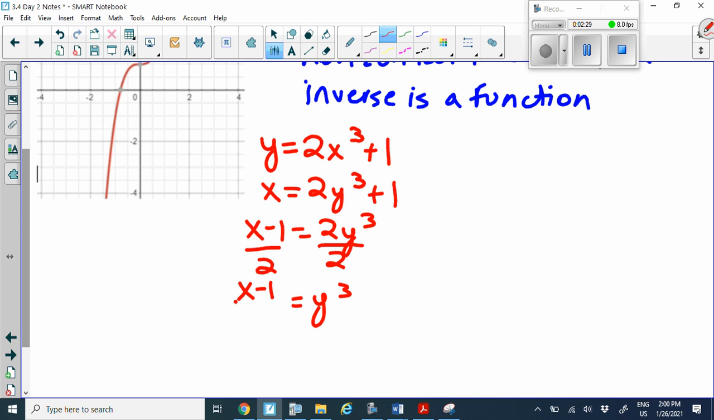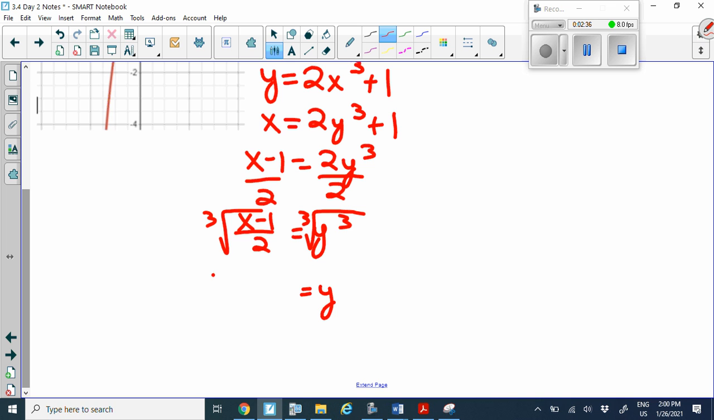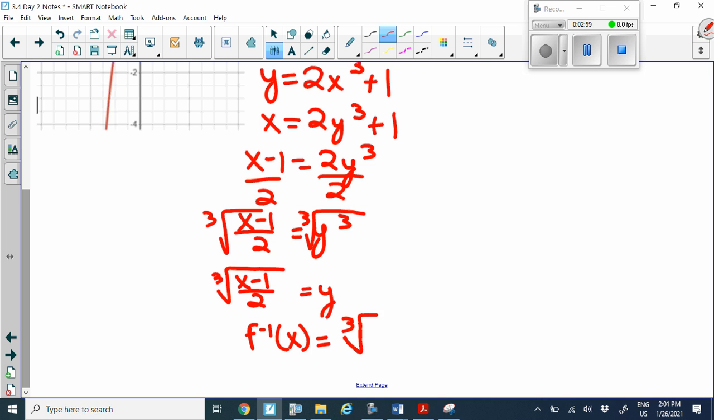And then my last thing is to get rid of the cube, and to do that I do a cube root. So I get y equals cube root of (x minus 1) over 2, and that entire thing is underneath the cube root. Our last thing is we need to rewrite this using our inverse notation. So I have f inverse of x, and I just like to switch it because I like to have my variables on the left-hand side. And we have cube root of (x minus 1) over 2. So that would be our inverse.